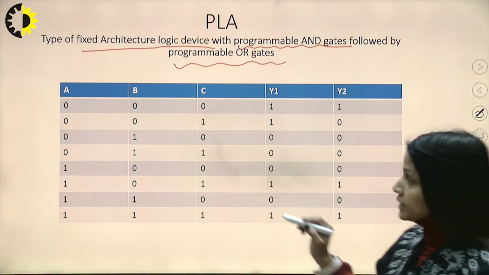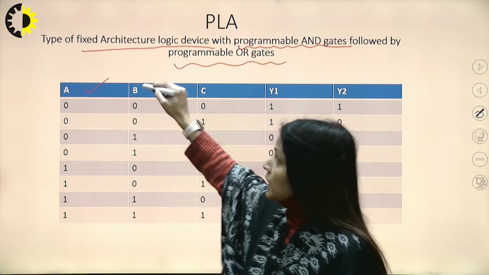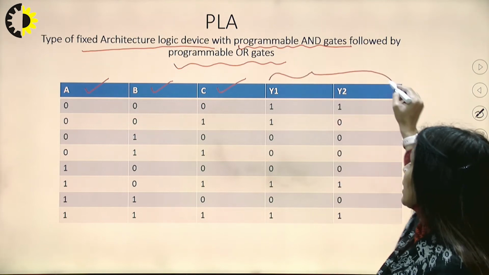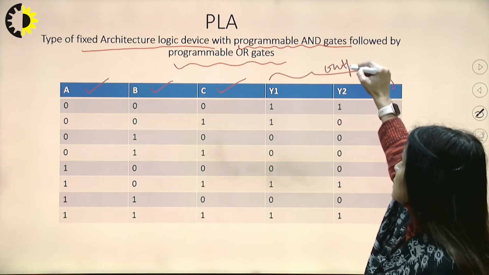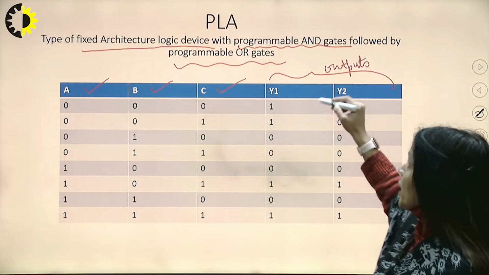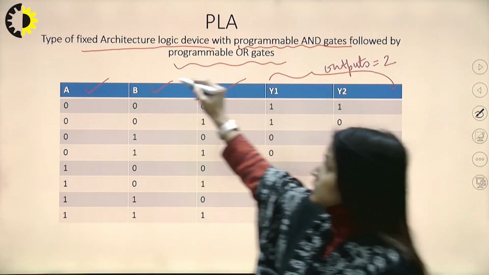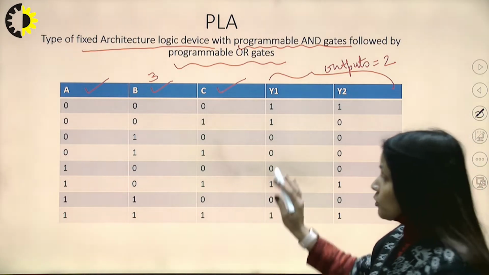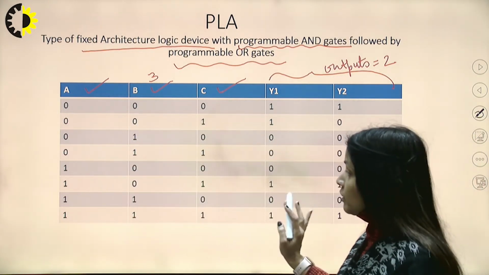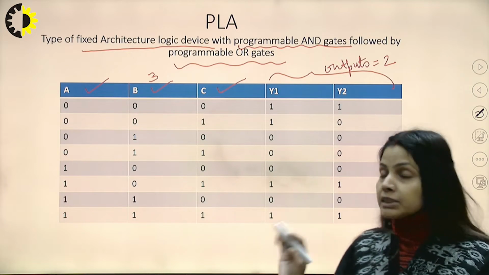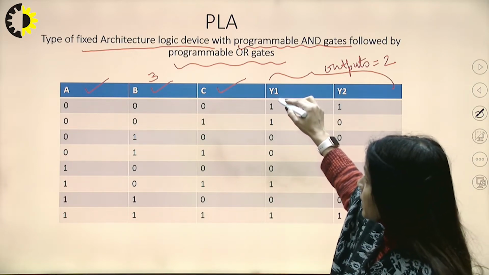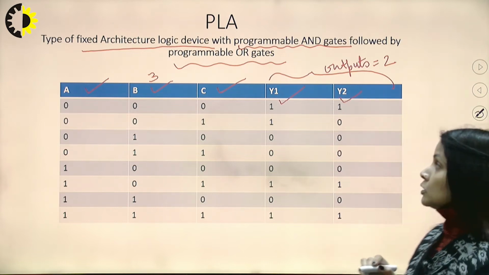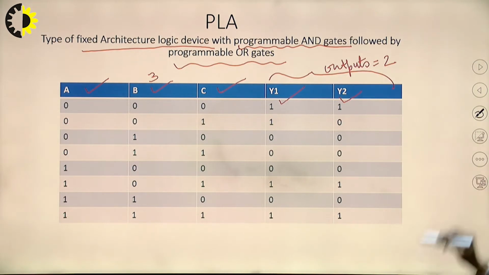So here let's say we have three input variables A, B and C. Okay, the outputs are Y1 and Y2. So we have two outputs and three input variables, right? So looking at the table, first of all, the first task is to write the expression for Y1 and write the expression for Y2. Okay, so we will write the expression here.